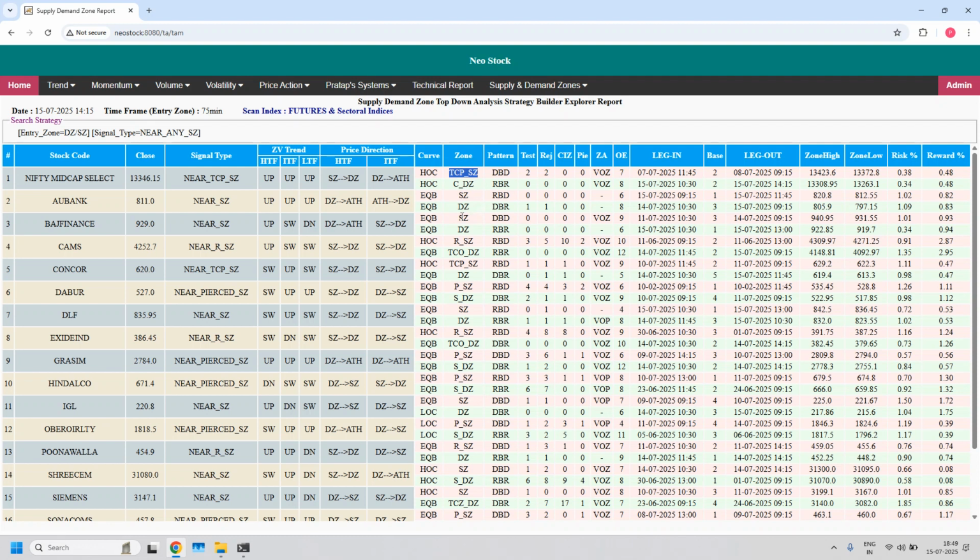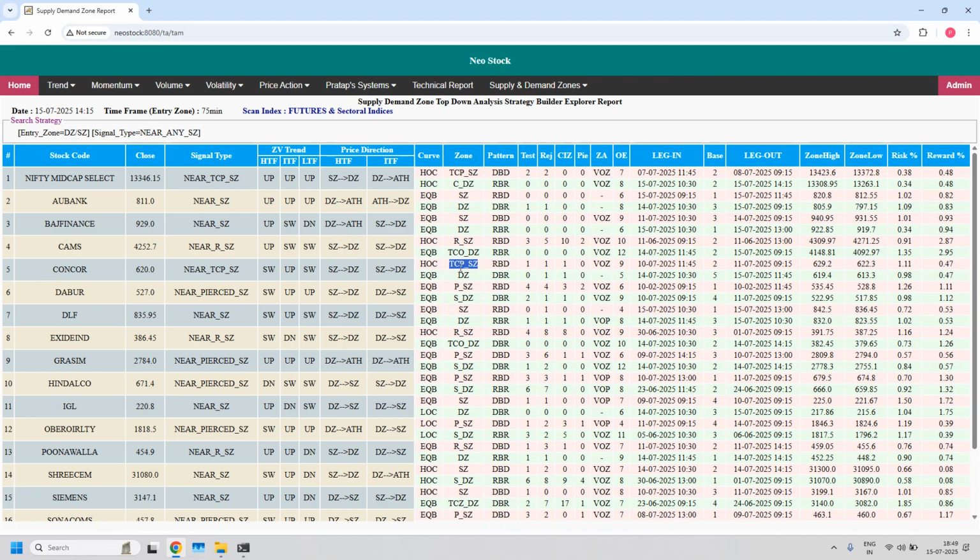The next 75 minutes high liquidity supply zone, CIMS, is not valid because it is a pierced zone. Those who want to use the pierced zone strategies, you can look into this stock, but not the HLQ zone strategy.